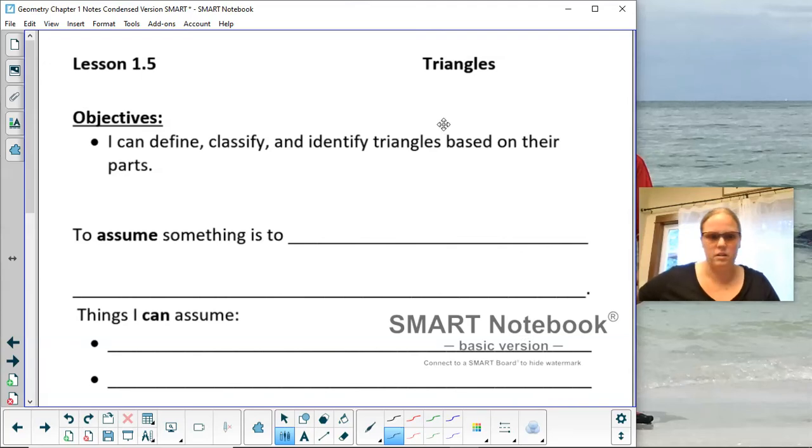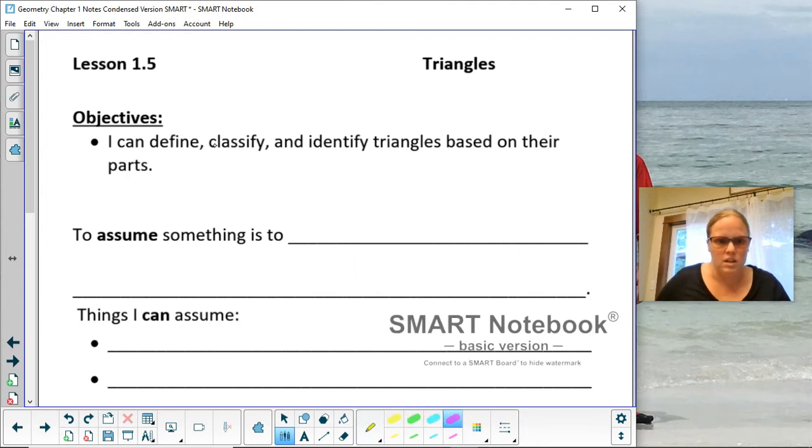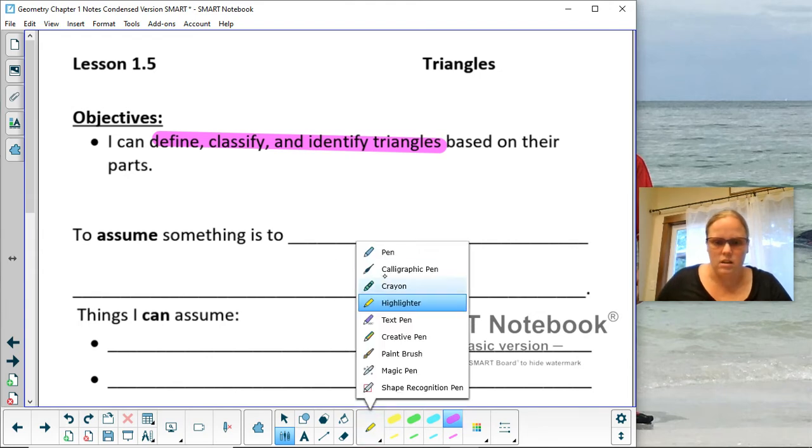Hi everybody, we're going to be covering lesson 1.5 in geometry today, and this section is on triangles. So first thing that we're going to look at again is the objectives, and our objectives here are to be able to define, classify, and identify triangles based on how they're marked or measured or their parts. So there's quite a few that we're going to go through.